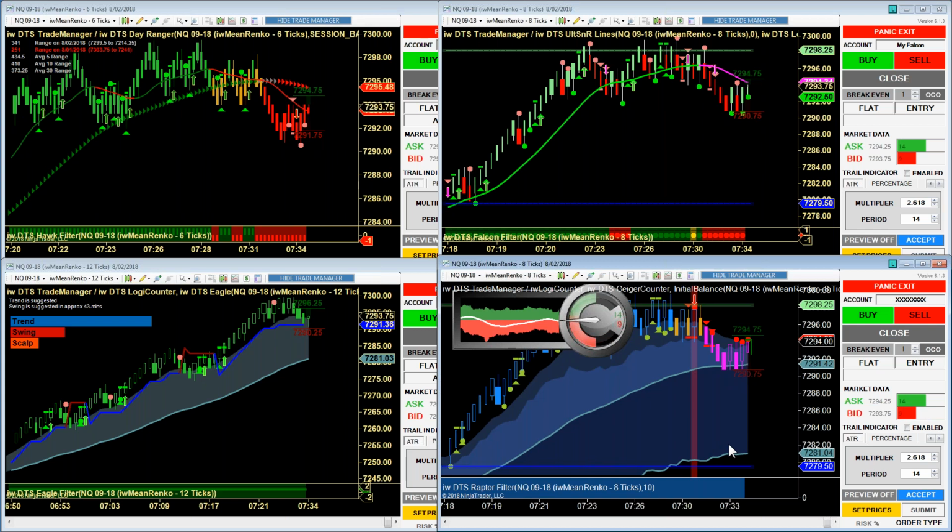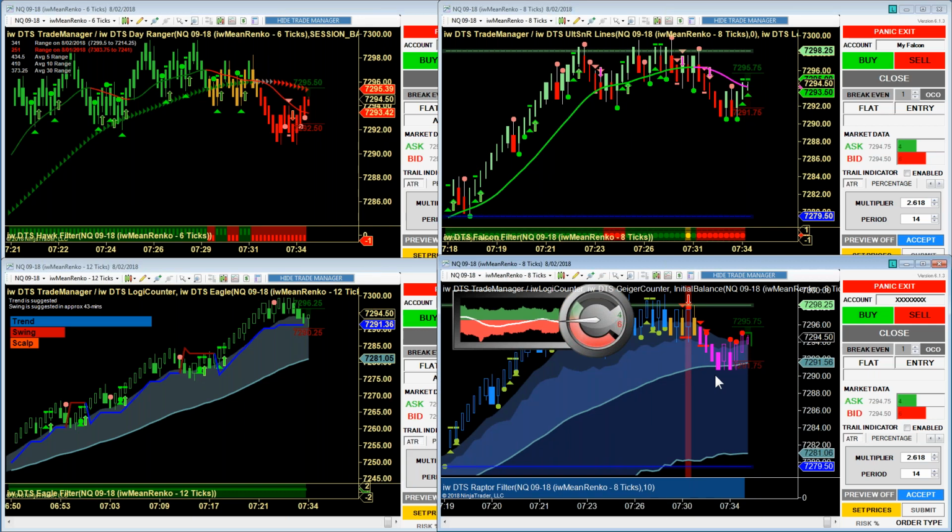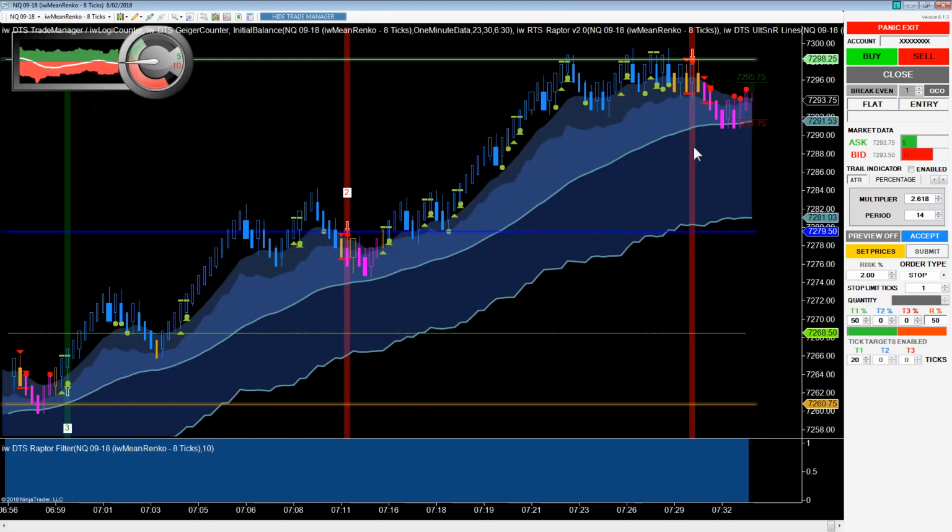All right, getting a little bit of a turnover now. The Hawk already producing a first micro macro cross. It looks like the Falcon also going to produce a trend change. The Eagle and the Raptor both still bullish here. However, we may be getting that 2-3-2 type setup that I mentioned earlier.